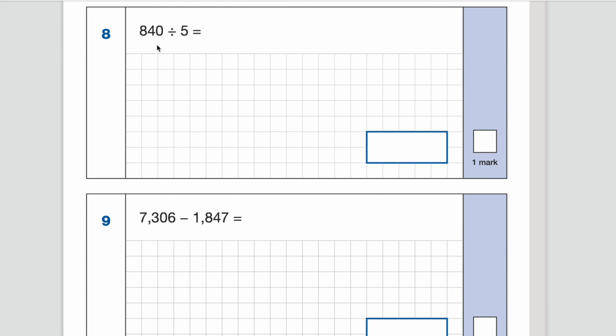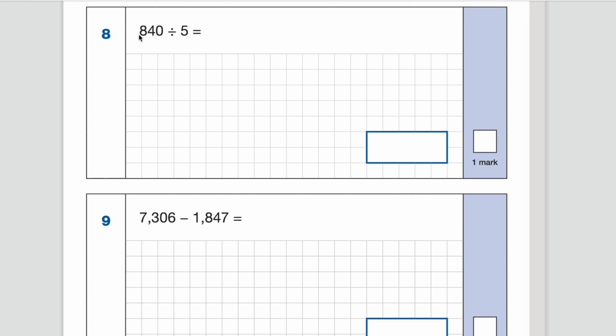Number 9, 840 divided by 5. You could go through the full calculation, maybe do the bus stop method for this, but what I do, if I'm dividing by 5, I divide by 10 because that's an easy calculation, and then I just double my answer. So it's all about finding those tricks, like I said.